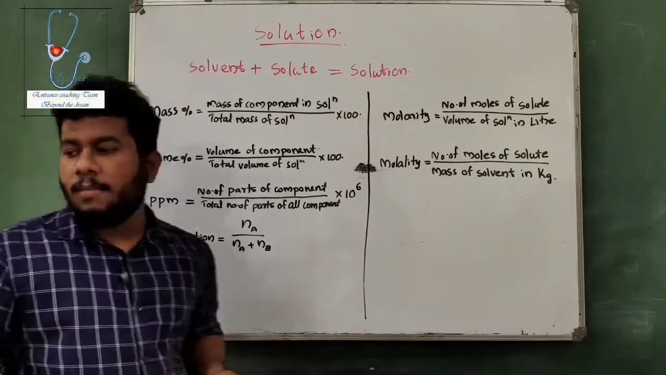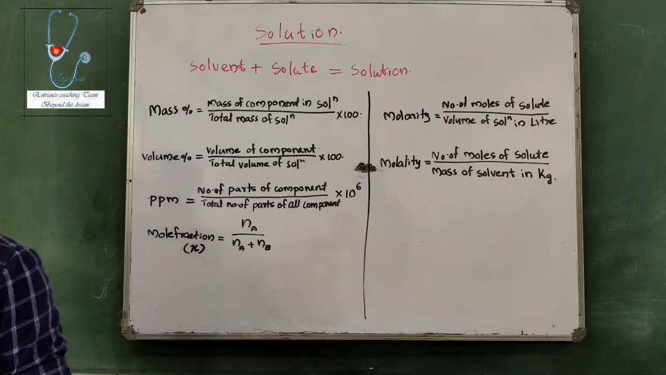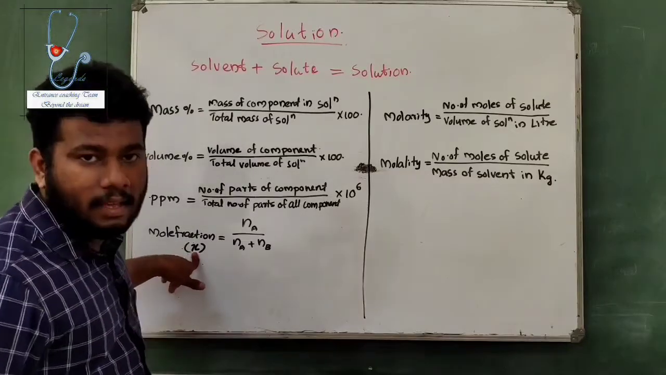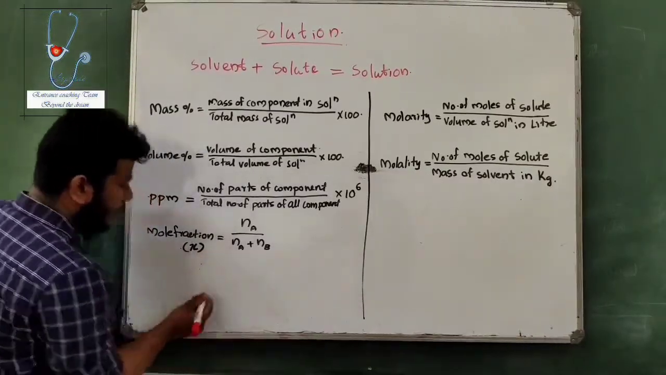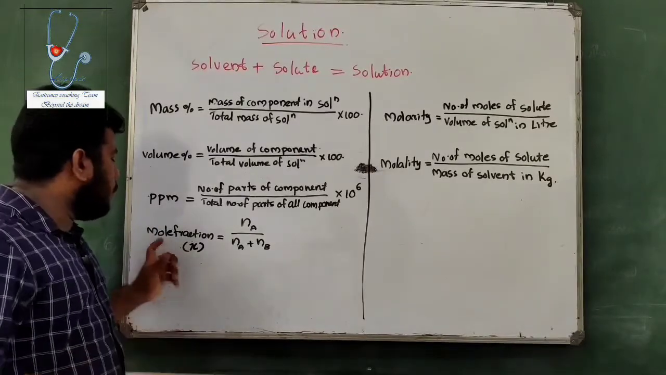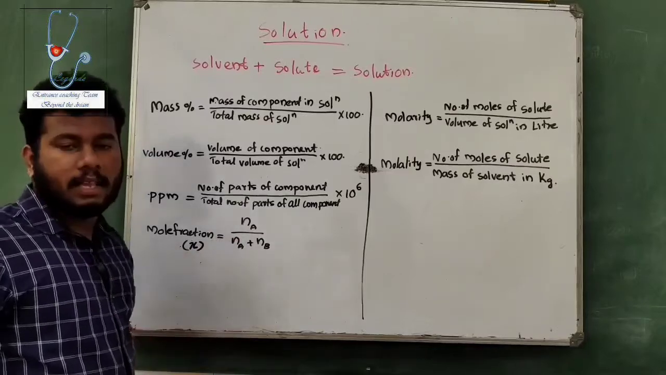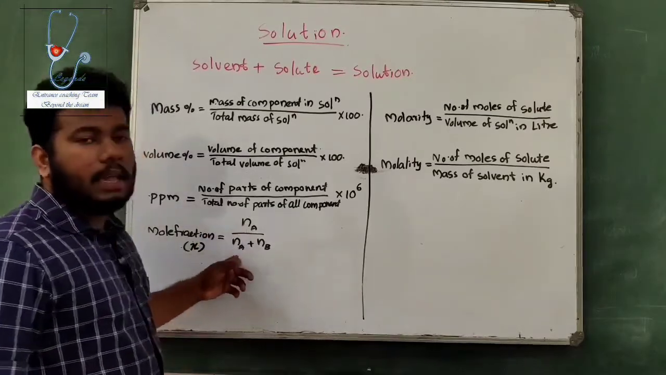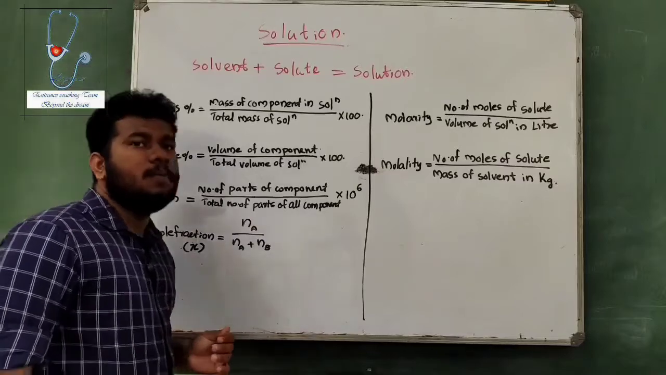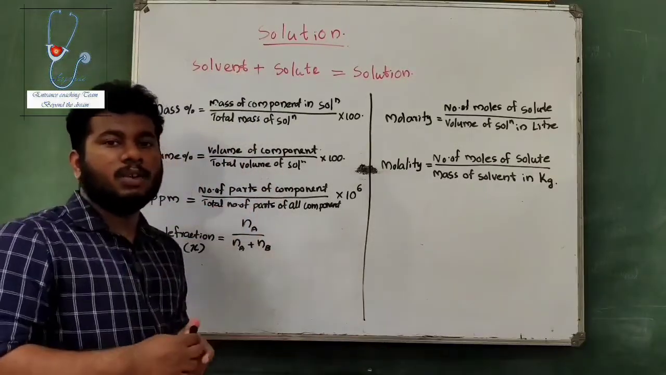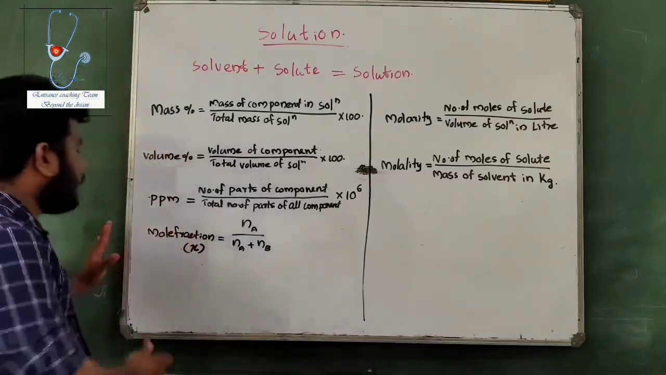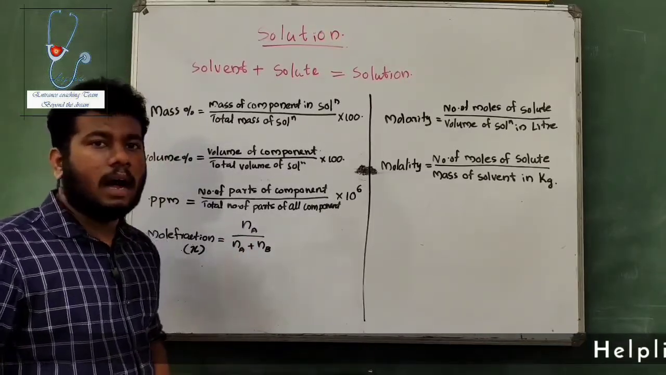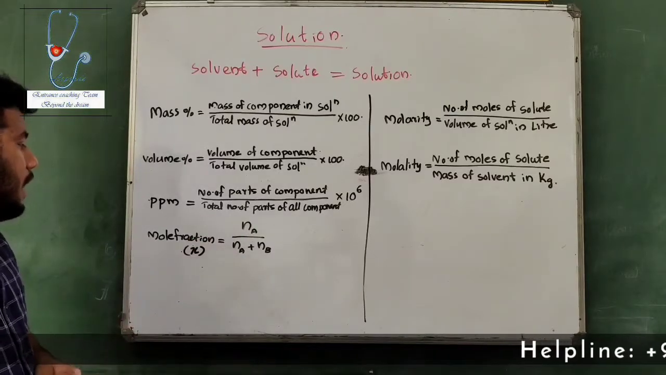Then mole fraction, a very important topic in this chapter. Mole fraction is denoted as chi or x. The equation is mole fraction is Na by Na plus Nb. What is Na? Number of moles of one component. Mole fraction is equal to number of moles of one component divided by total number of moles of all components. Na divided by Na plus Nb.